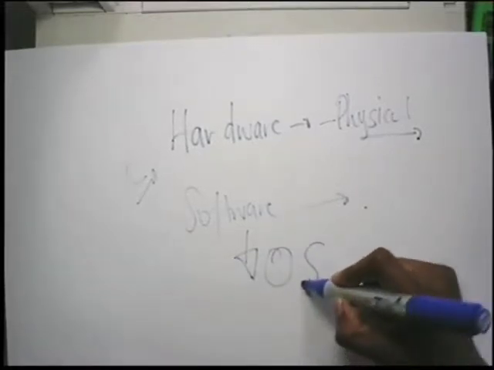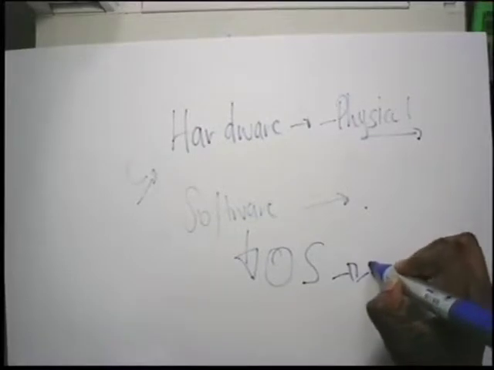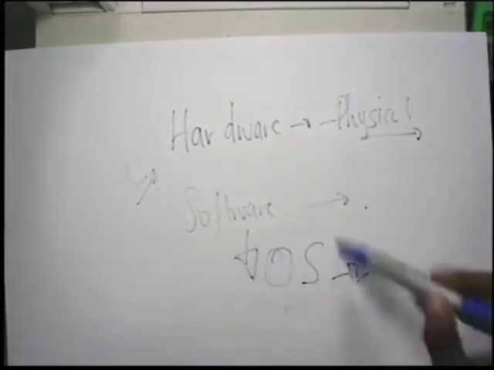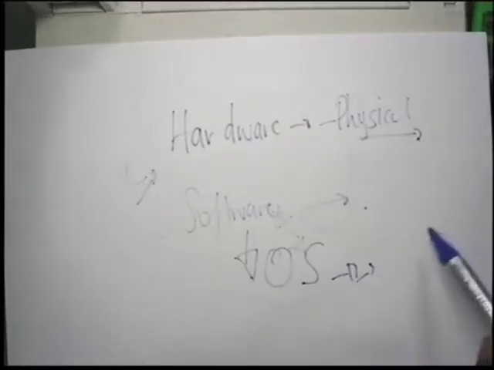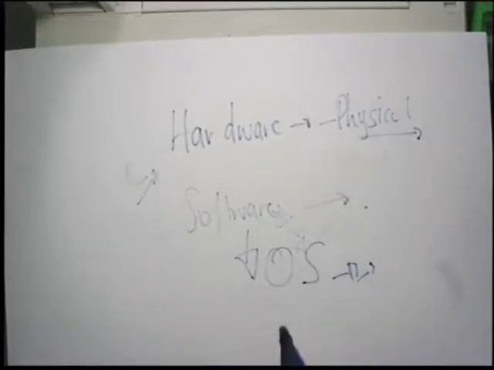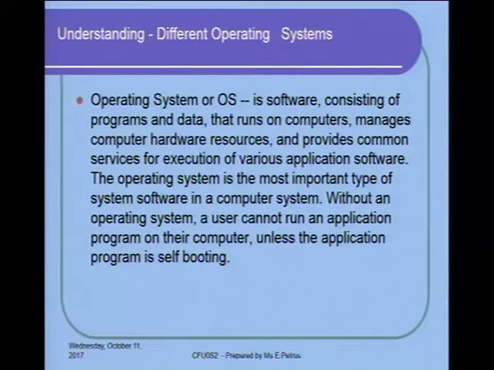In short, we call it OS, operating system. You'll be wondering, how is it different? The first type of software that we deal with is the operating system. So let's understand the definition. An operating system is software consisting of programs and data that runs on computers, manages computer hardware resources, and provides common services for execution of various application software. It is the most important type of system software in a computer system.